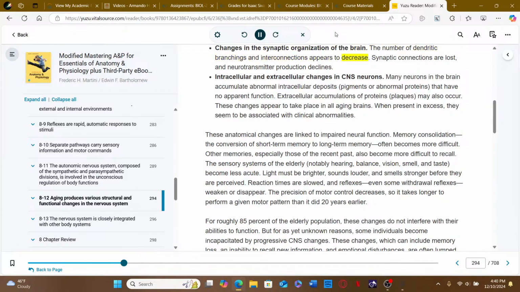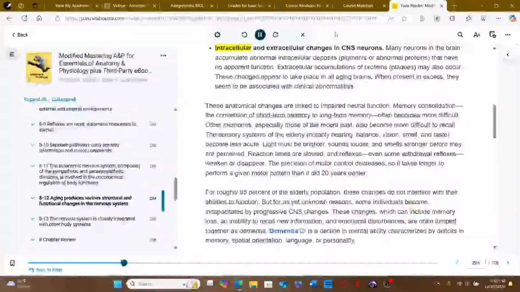Changes in the synaptic organization of the brain. The number of dendritic branchings and interconnections appears to decrease. Synaptic connections are lost, and neurotransmitter production declines.